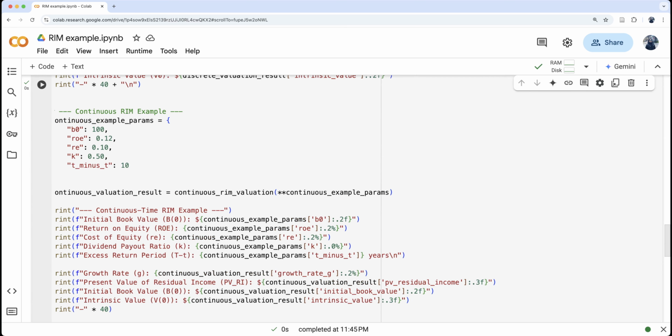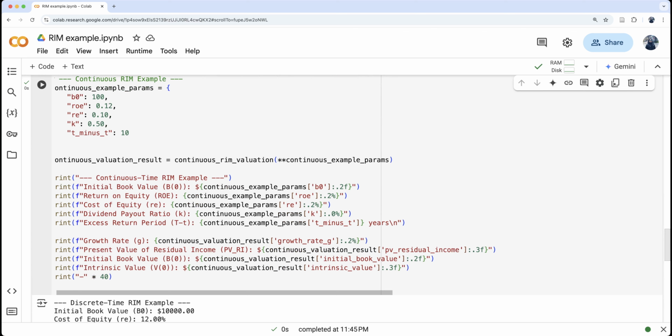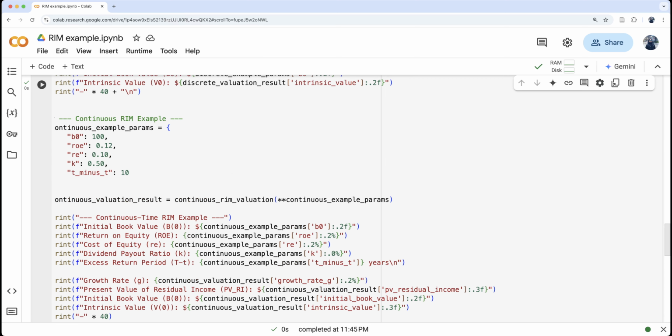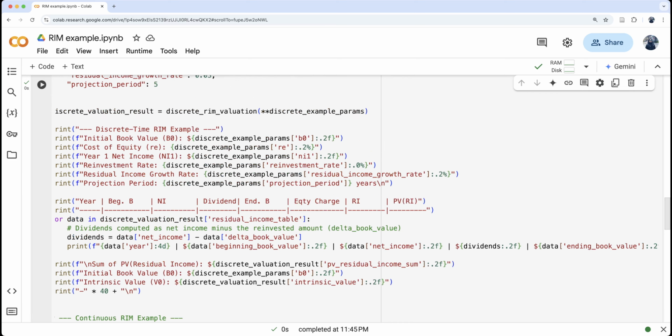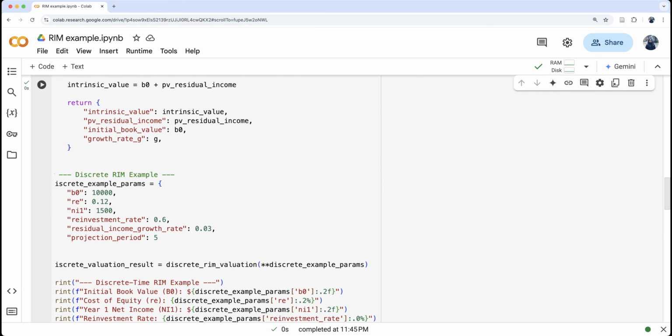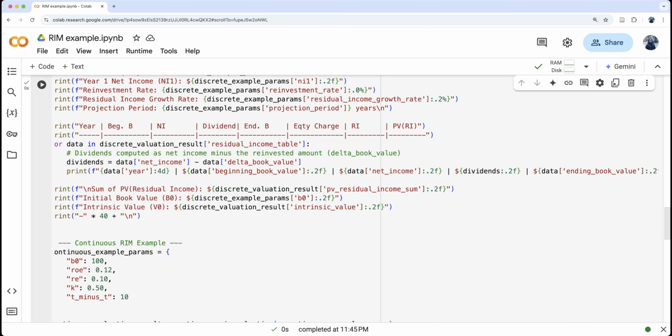And for the continuous time value, we have this output. So when you use the residual income model in practice, all you have to do is just change the numbers over here, okay? Change the numbers over here, then you can reuse this one, or this one to reuse the table.